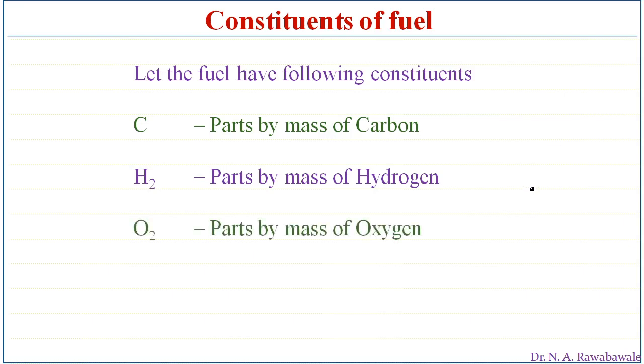Then O2 is the parts by mass of oxygen. Oxygen sometimes is present in the fuel, and that is considered. It does not produce any heat energy, but it reduces the amount of oxygen required for combustion, because the fuel already contains oxygen. So some quantity of oxygen required from air is going to get reduced, and S is the parts by mass of sulfur. So these are the major constituents which help in combustion of fuel and producing heat energy.